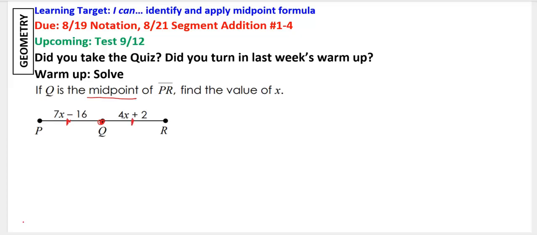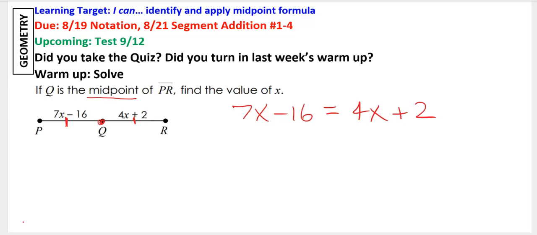If you see these little tick marks, or if you know it's a midpoint, then you can make those tick marks. What we know about these two halves is that they are equal in their measurement. So we can actually set these equal because we know that they're congruent segments. Okay? So again, we only do this when we know that it's cut in half.